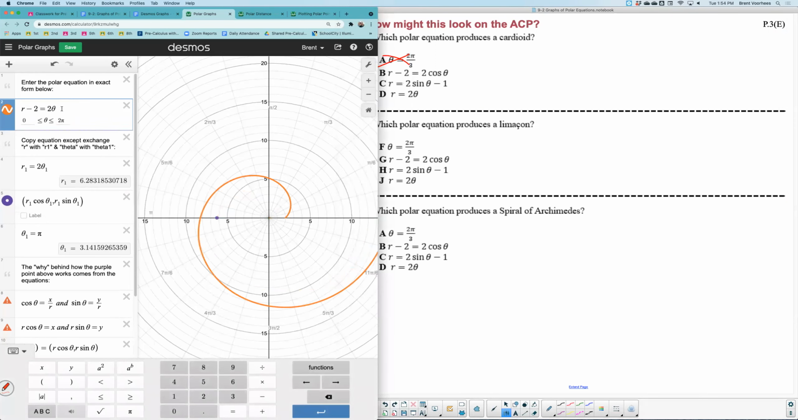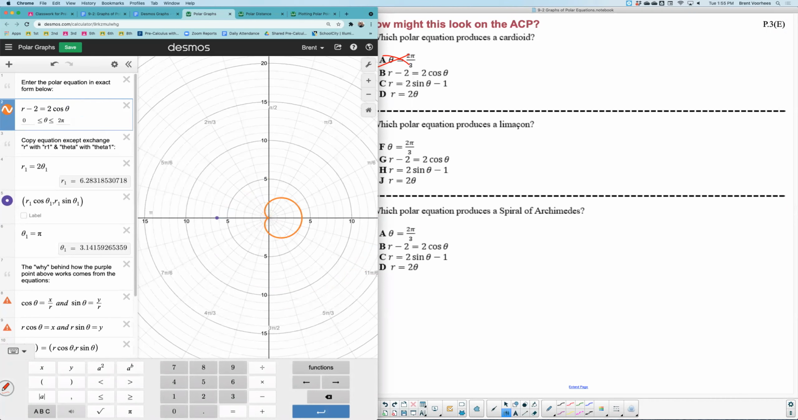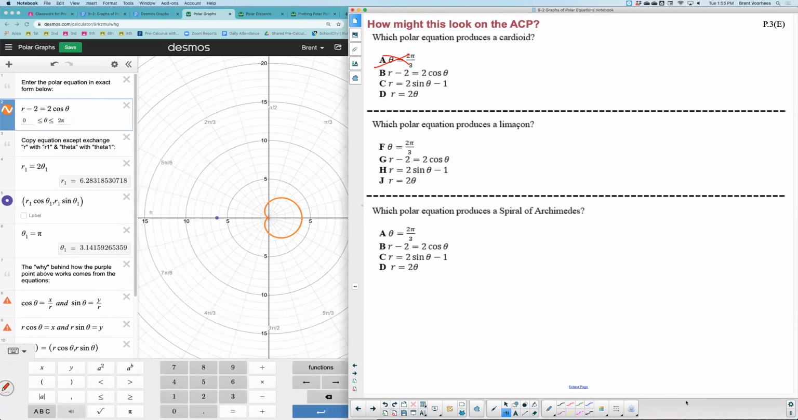R minus 2 equals 2 cosine theta. Oh wait, I already had the theta. 2 cosine theta. There we go. This right here is a cardioid. It looks like a heart or a butt, if you want to think of it that way. And so you need to do cardio for both of those two things. So this would be that equation.